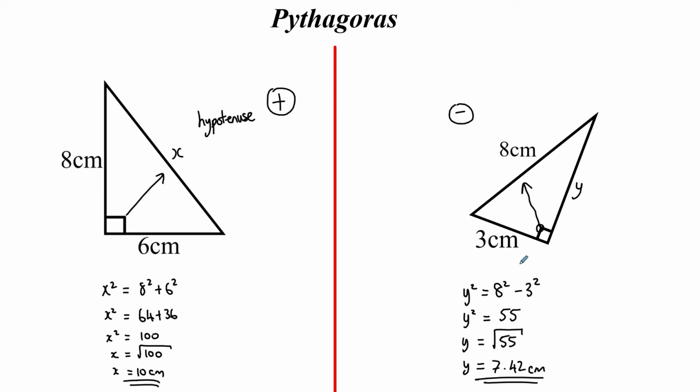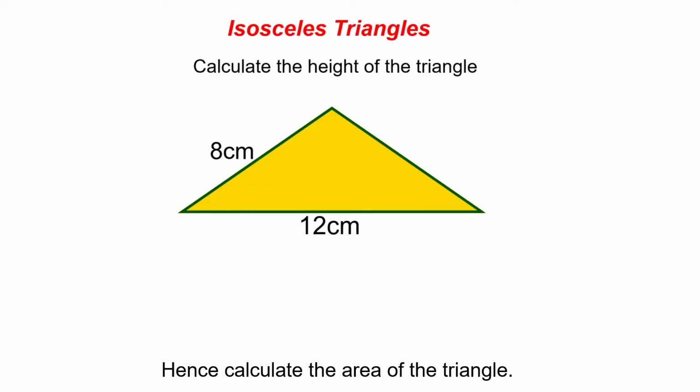Now you're most likely going to see these in some kind of context. Let's have a look at the first common question, which is an isosceles triangle, and it wants you to calculate the height of this triangle. So we've got an isosceles triangle here. This is 8, this is also 8 because it's isosceles, and it's 12 centimeters in the base.